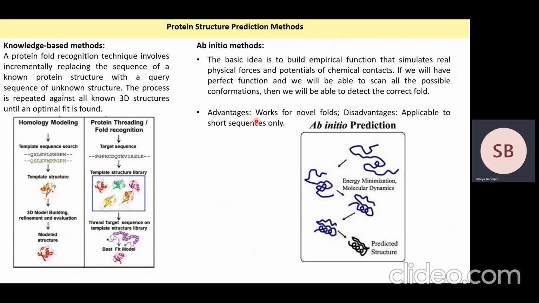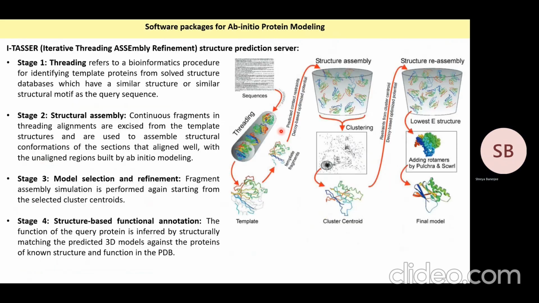The advantage is that it works for novel folds. The knowledge-based method is based on known structure-function relationships, but if you want a completely new structure, then this ab initio prediction is important. The problem is that it can only be applied to short sequences, because long sequences take too much time to compute than is practically possible.